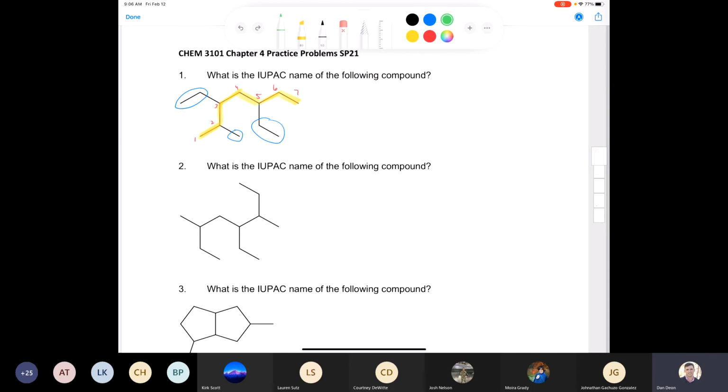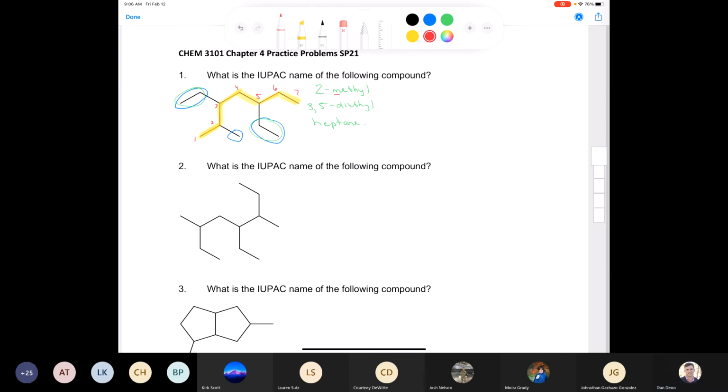So what do we have? We have a 2-methyl. Let's write down what we know. We have a 2-methyl. We have 2 ethyl groups. We have one at carbon 3 and one at carbon 5. So that makes a 3,5-diethyl. And then since the longest chain has 7 carbons, it's a heptane. So when you put all that together, you're going to alphabetize it like this.